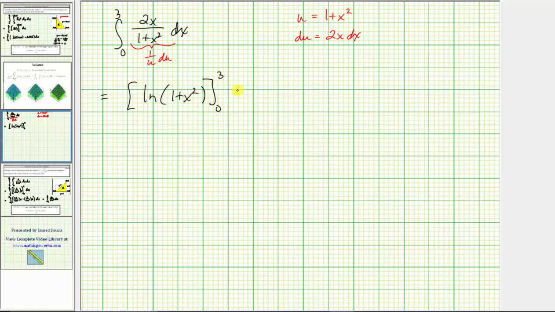And now we find big F of b minus big F of a, which gives us natural log of 1 plus 3 squared minus natural log of 1 plus 0 squared, which is equal to natural log 10 minus natural log 1, which is equal to 0. Natural log 10 is the exact volume, which is approximately 2.3026. And of course the units here would be cubic units because this is volume.